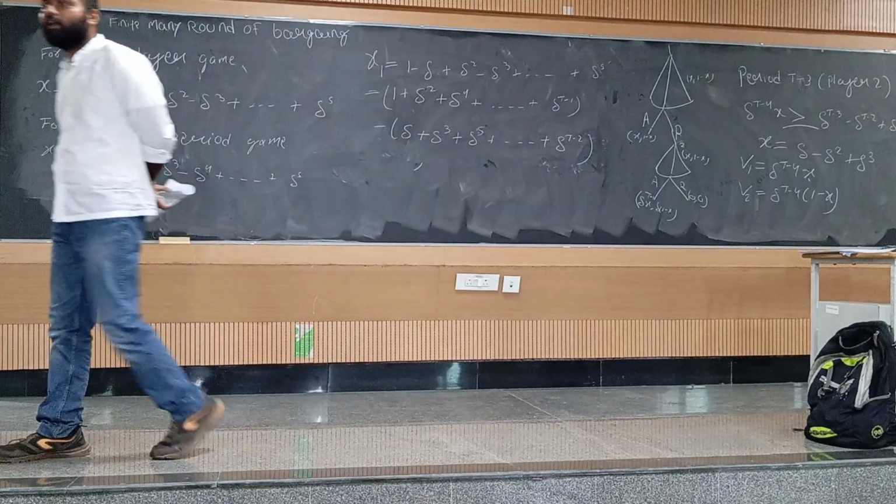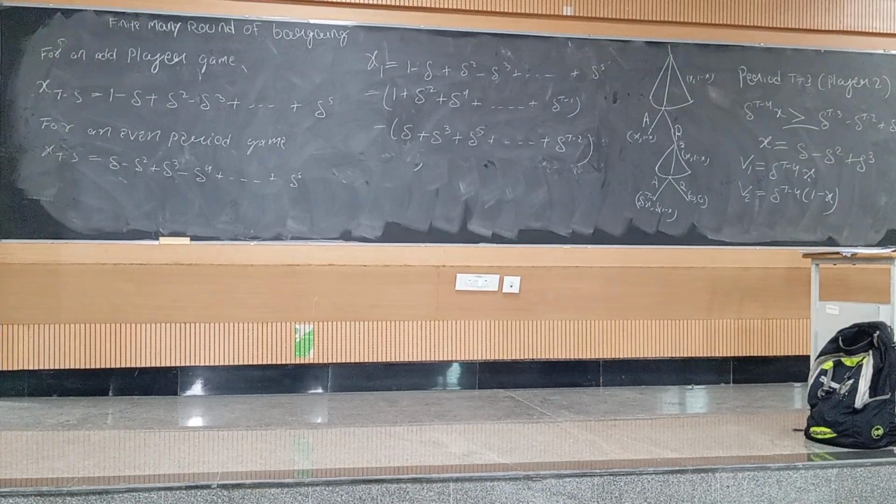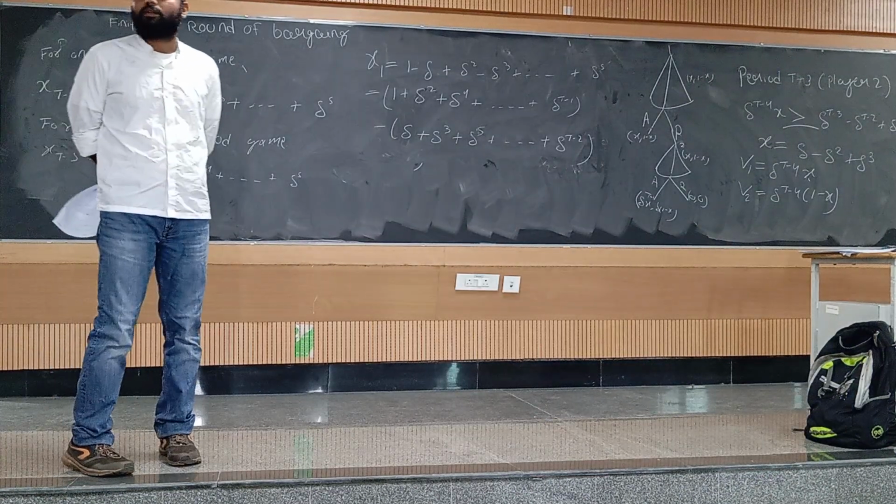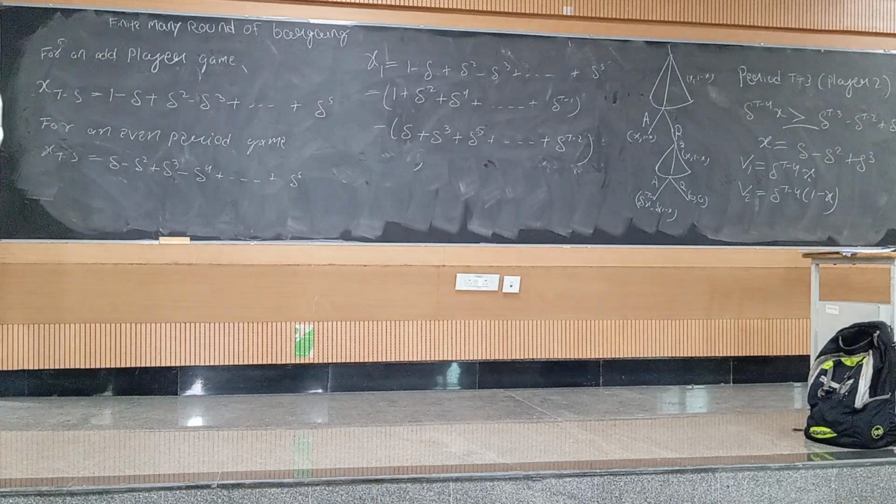A into 1 minus r to the power n, upon 1 minus r. Right. If it goes to infinity, then in that case it is a upon 1 minus r. Okay. Can you solve this? Please try.